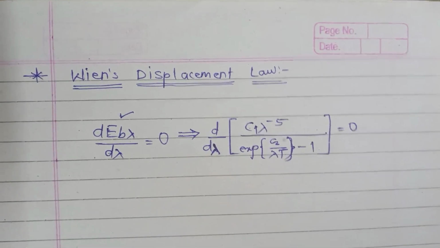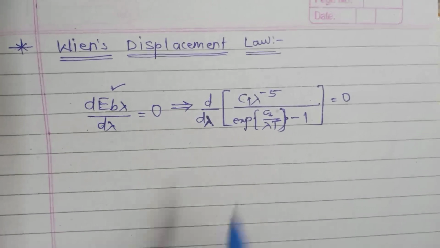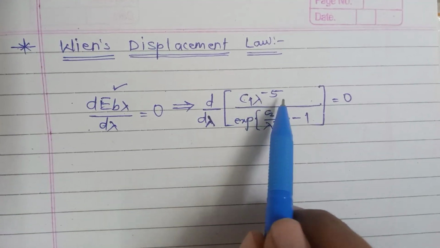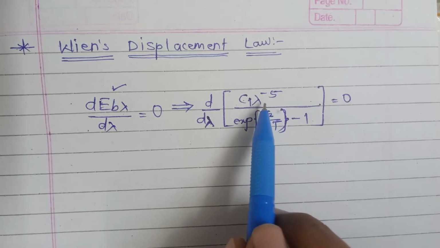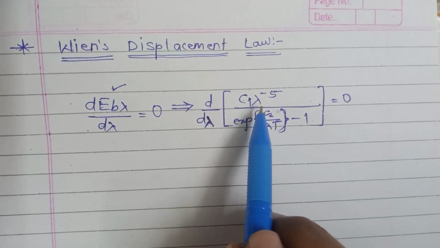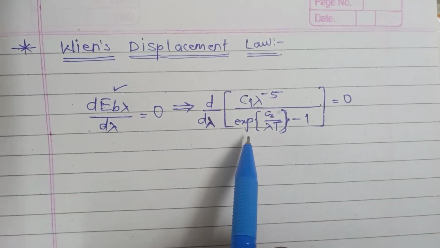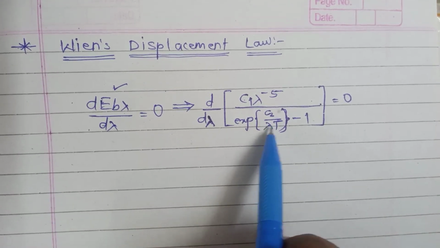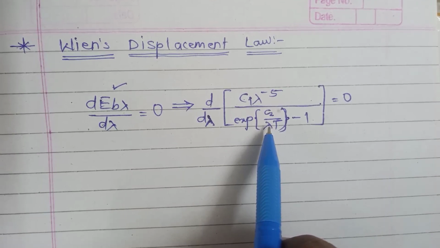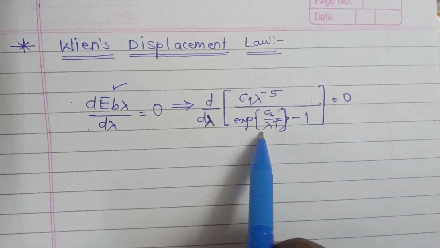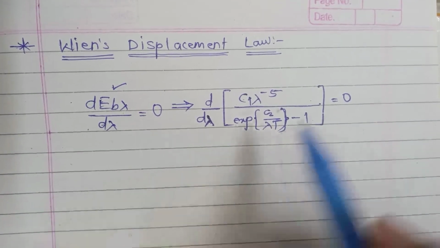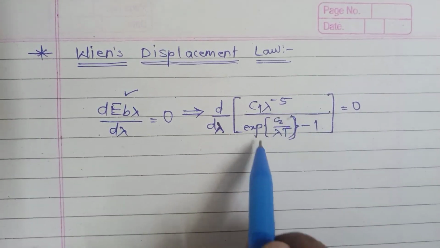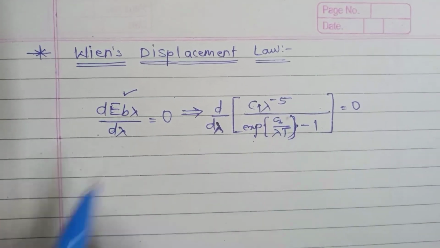So now we will proceed with the differentiation. We observe that in the numerator, the term C1 lambda raised to minus 5 involves lambda, so its differentiation will be done. In the denominator, the term exponential of C2 by lambda T involves lambda, so its differentiation will also be done. So let us proceed. Firstly, we will differentiate only the numerator, then we will differentiate the denominator.